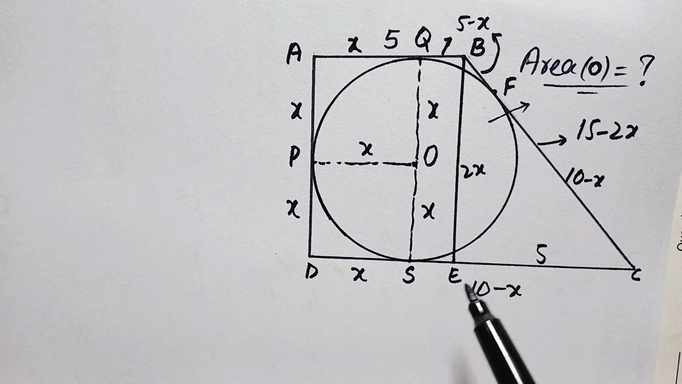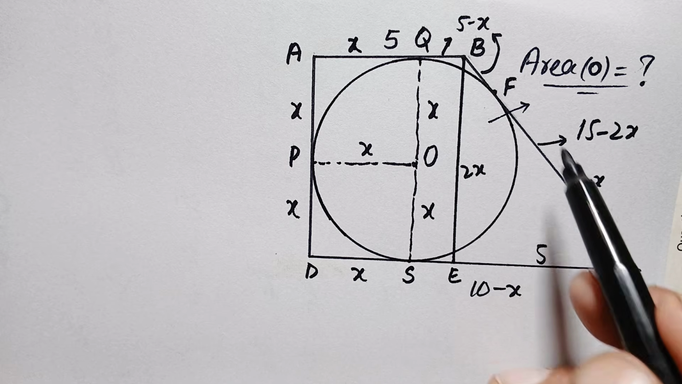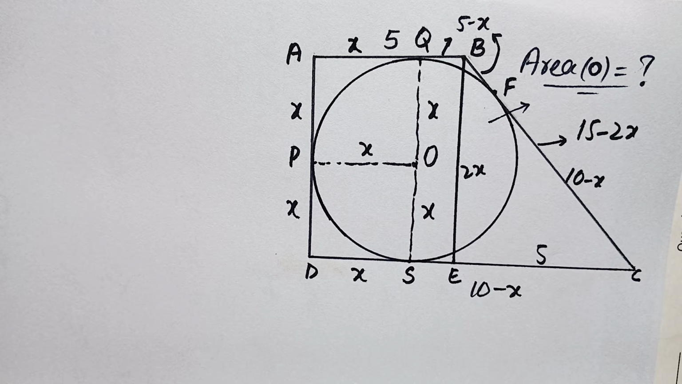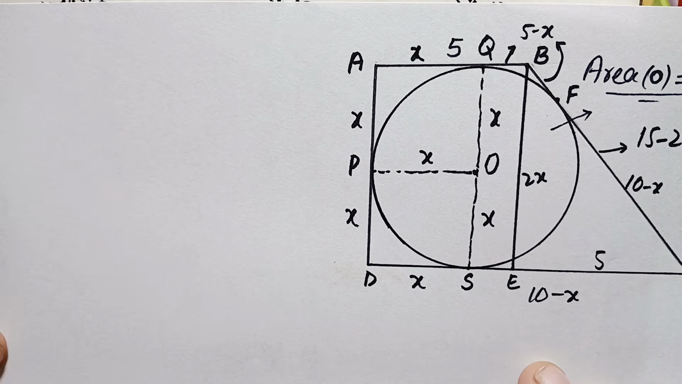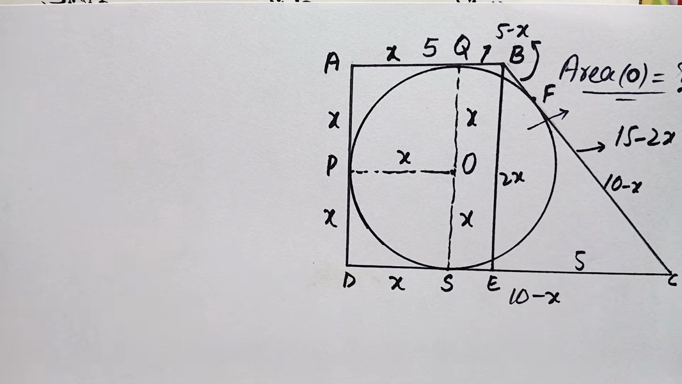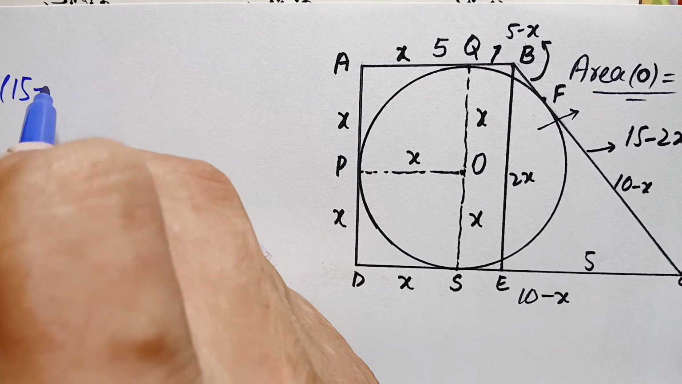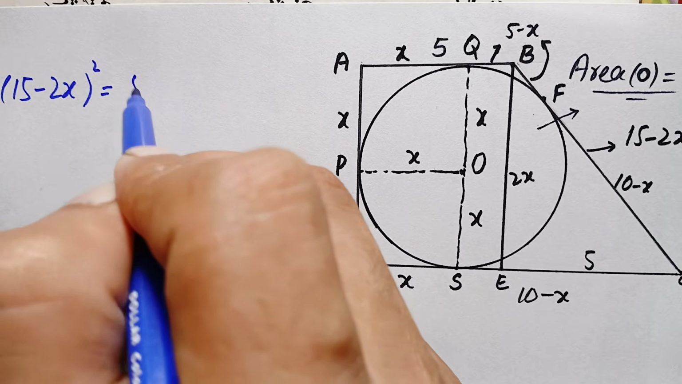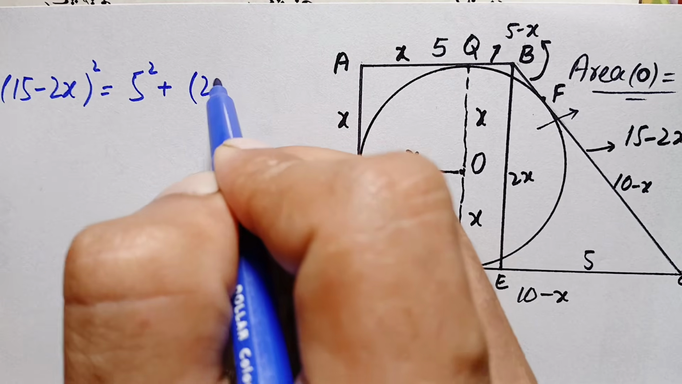So here we have the three side lengths of this right angle triangle. Perpendicular is 2x, base is 5, and hypotenuse is 15 minus 2x. In this right angle triangle we will apply the Pythagoras theorem and find the value of x. By Pythagoras theorem, hypotenuse square is equal to base square plus perpendicular square. So our hypotenuse is 15 minus 2x whole square. Base is 5, so it will become 5 square, plus perpendicular is 2x, so this will become 2x whole square.